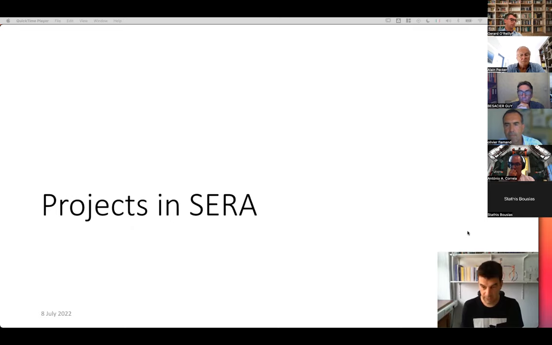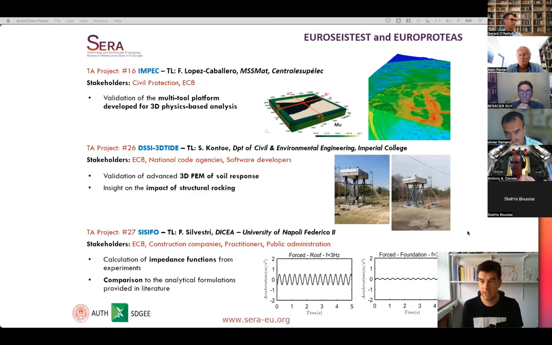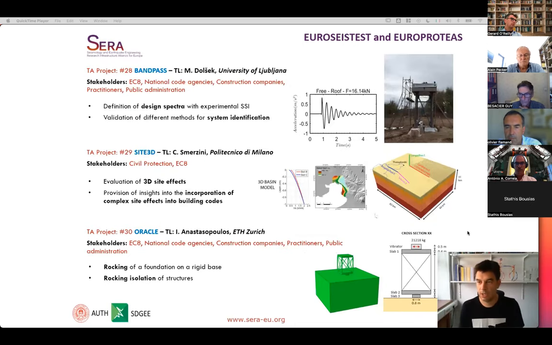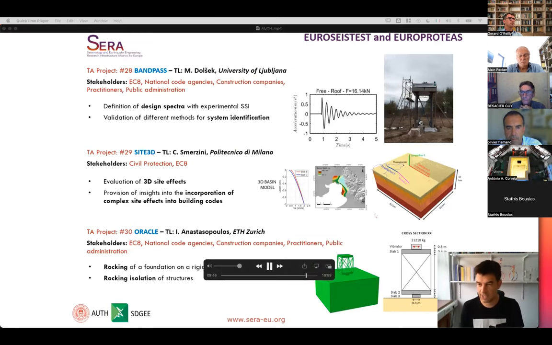Now, just to mention a few, what kind of projects we run in EUROSEISTEST test and EUROPROTEAS in SERA. We run tests on, for example, the data sets that were used to validate the multi-tool platform developed for 3D physics-based analysis. There were tests to study and validate advanced 3D finite element software of soil response or the impact of structural rocking. Other tests were aimed towards the back calculations of impedance functions from experiments and comparison to analytical formulations.